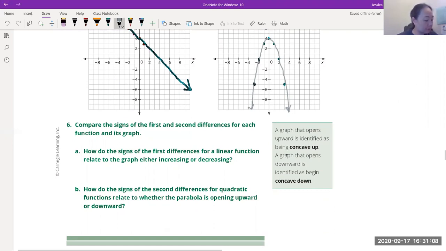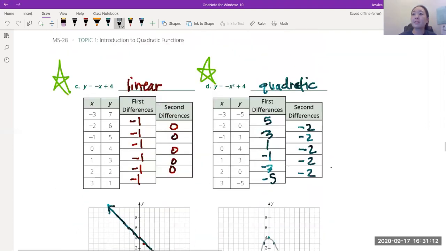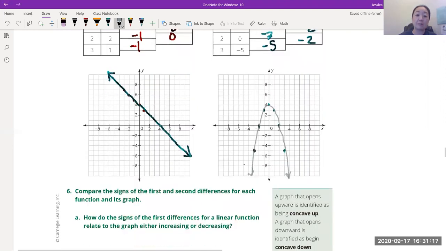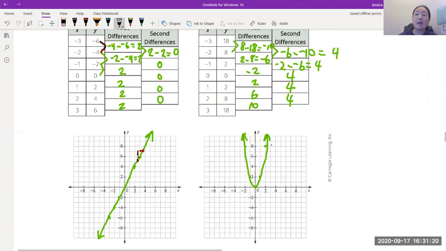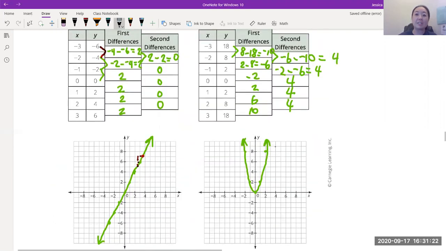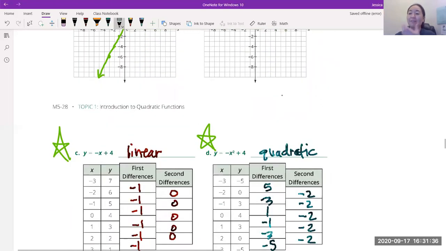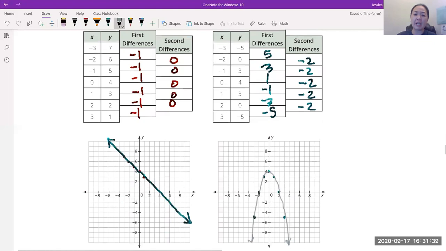One thing to notice for second differences: the second difference is negative, which means the parabola is also going to open downward. You don't really need to know that, it's just nice to know. But if your second differences were positive, is it going to open up or down? Positive, open up, or concave up. And if your second differences are negative, then it's down.